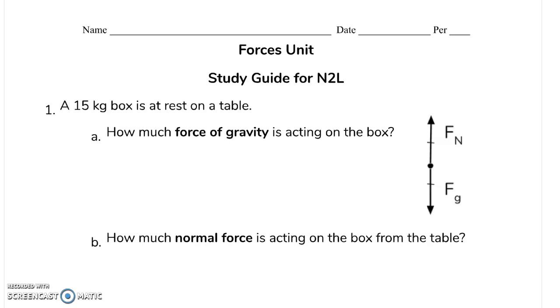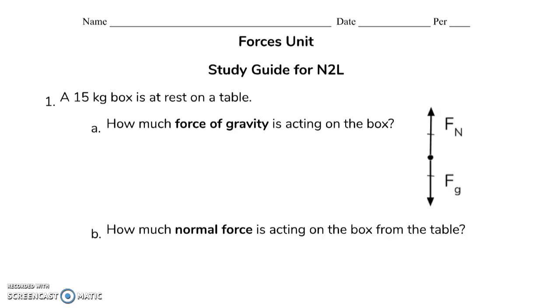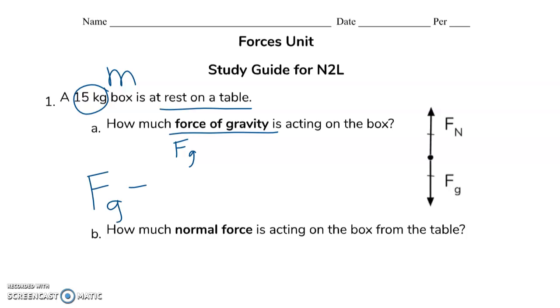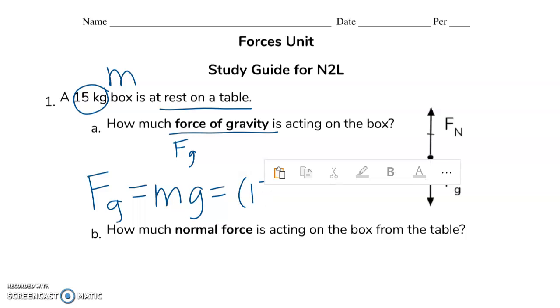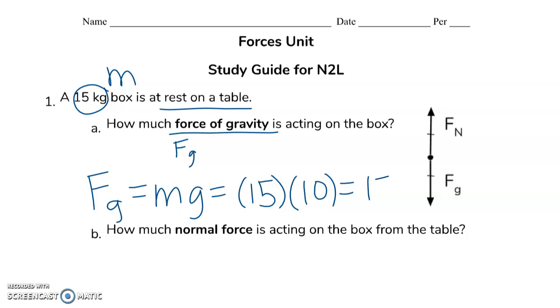Number 1, we already went over, but we'll review it again. In this problem, there's a 15 kilogram box at rest on a table. How much force of gravity is acting on the box? I'm being asked to solve for a force of gravity, so I'll need to use the equation for calculating the force, where m stands for mass, which is given as 15, and g is a number that means gravitational field strength, and assuming it's happening on Earth, I use the number 10. Multiplying mass times 10 will give me 150 newtons, and that's the final answer for how much force of gravity is acting on the box.